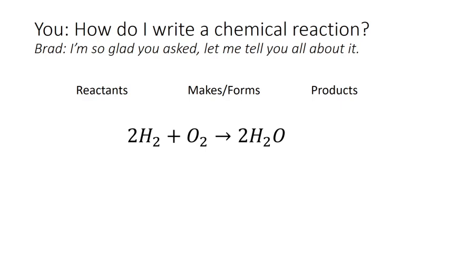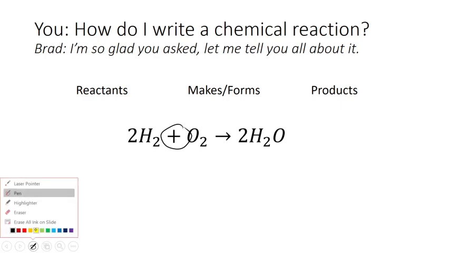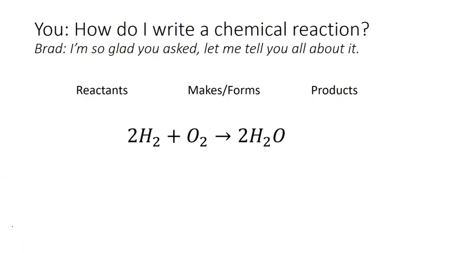It's always going to look like this. If you've got more than one thing on either side, you're going to have a plus. You're going to have an arrow in the middle. And that's how you write a chemical reaction or a chemical equation.